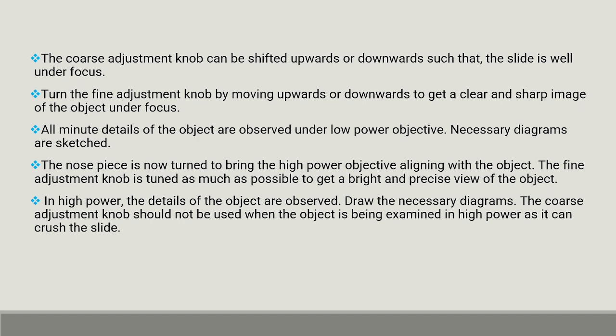All minute details of the object are observed under the low power objective. Always remember that all the minute details of the object we are going to see under the low power objective, that is the 10x, and we have to sketch the diagrams. The nose piece is now turned to bring the high power objective into alignment with the object. Now we are going to use the high power objective to see the object. The fine adjustment knob is turned as much as needed to get a bright and precise view of the object, so we focus the object in such a way that we get a bright and precise image.